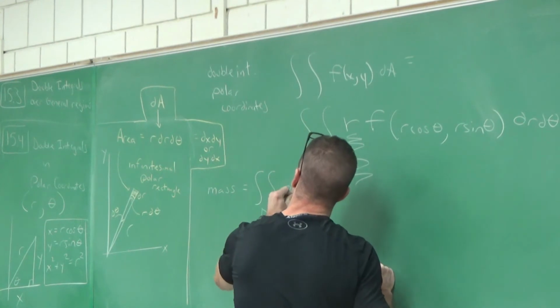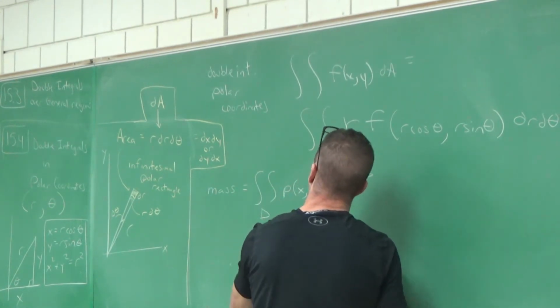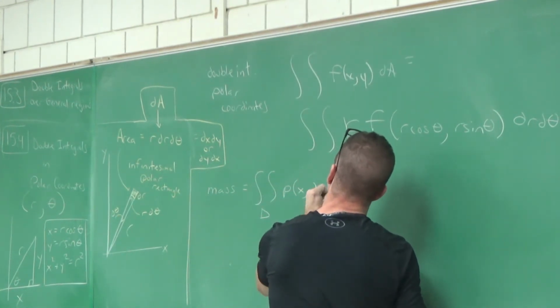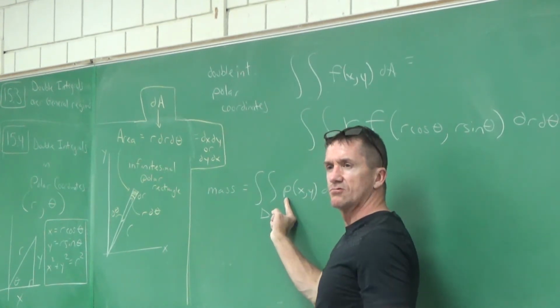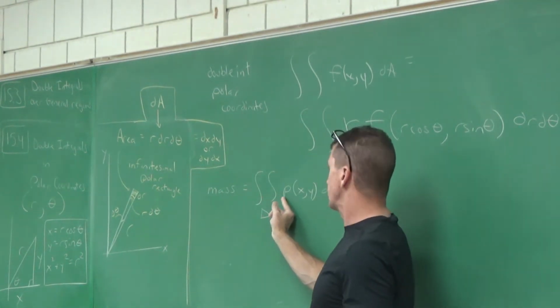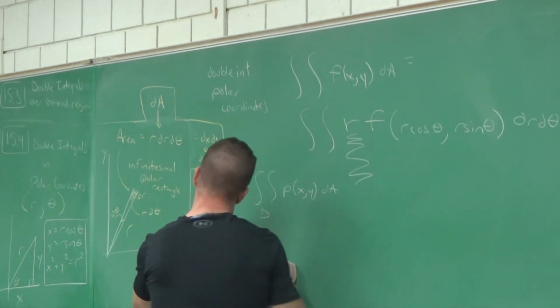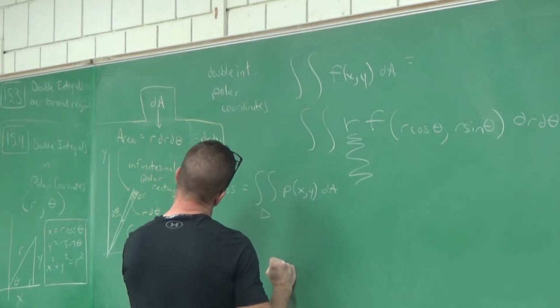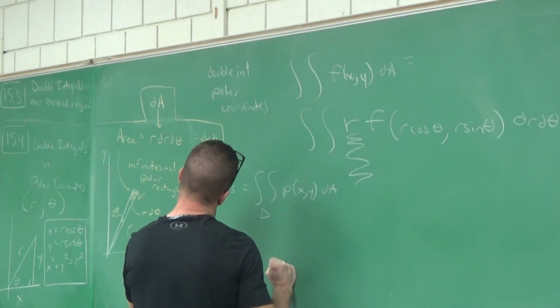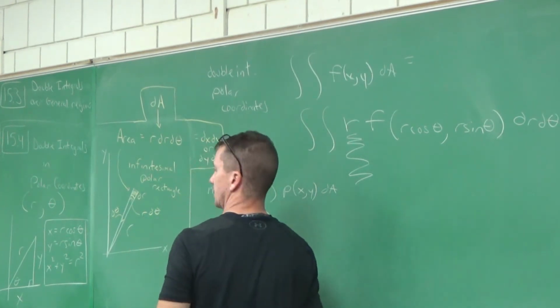And all we need to do is take the double integral of the density function. So when I just introduced the Greek letter rho, let rho of xy be the density function. Okay, so that's mass.